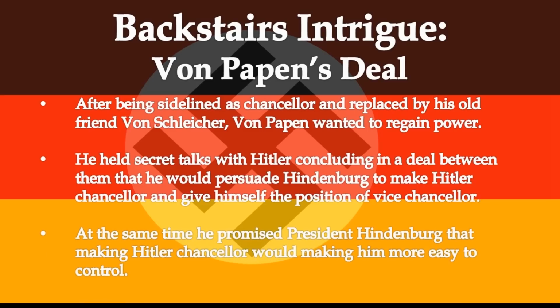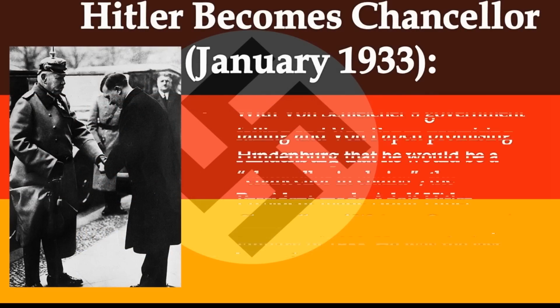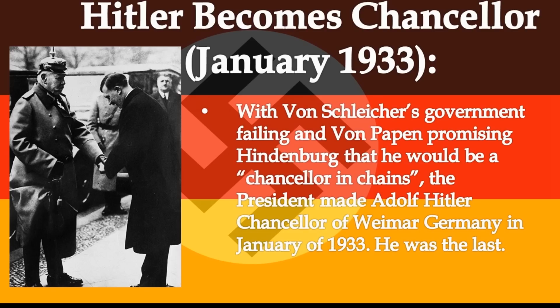And at the same time, he then promises President Hindenburg that they can make Hitler Chancellor and that this will make him easier to control, although as we all know that turned out fabulously. So Hitler finally becomes Chancellor in January 1933, with von Schleicher's government failing and von Papen promising Hindenburg that he would be a Chancellor in chains, is the term he used. The President made Adolf Hitler Chancellor of Weimar Germany in January of 1933. He was the last.